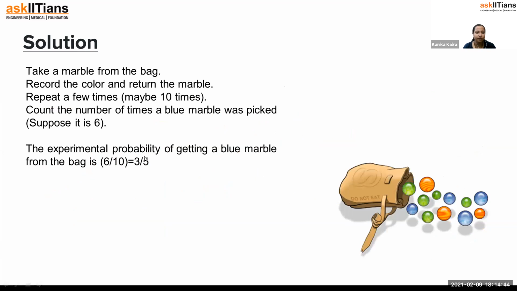So take a marble from the bag, record the color and return the marble, because they are not saying that you have to remove the marble and keep it aside. So you have to return the marble again in the bag. Repeat a few times. Now you can take any number of your choice. So they have taken it as 10 and blue marbles picked were 6. That's purely up to you. So experimental probability of getting a blue marble would be 6 over 10. That's 3 over 5. I hope this part is clear, because reading the question is important.